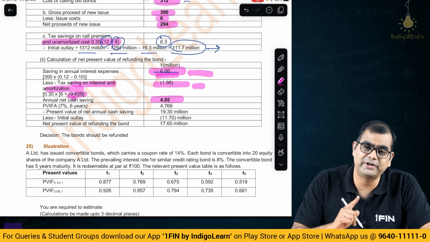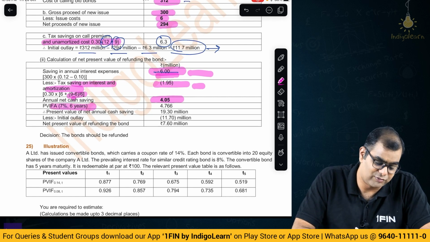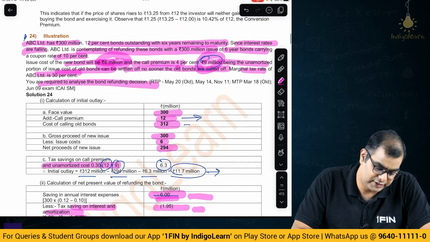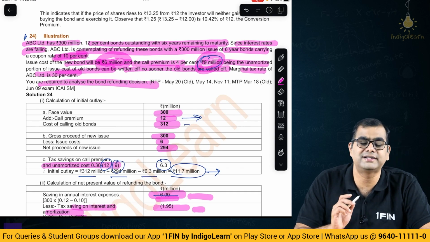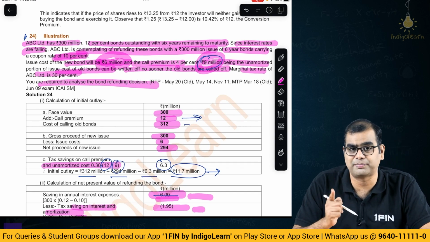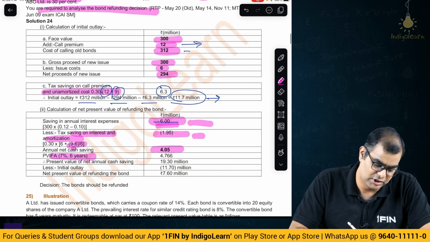Now you have to do this for how many years? Balance 6 years. So at what rate? At the new rate. What is the new rate? They have specifically said the new coupon rate is 10%, but 10% is the gross pre-tax. Now post-tax it comes down to 7%.